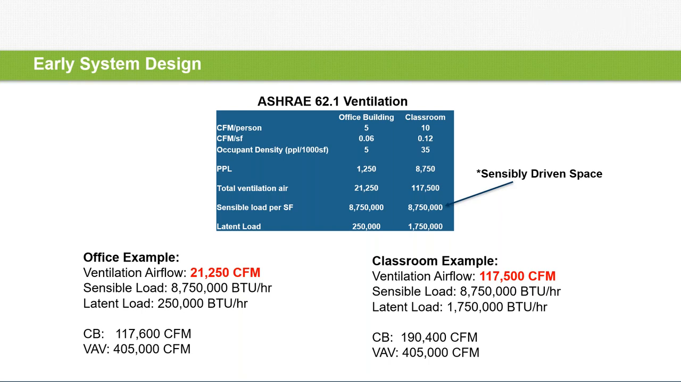To keep going with that comparison, on the office example, with these given parameters, the ventilation, the sensible load, and latent load, I was able to meet all of those with 117,000 CFM on the chill beam system. Compare that to the VAV system, where you would still need about 405,000 CFM. So close to four times as much, a little like 3.5 times as much airflow. And then on the classroom example, the VAV is about double the chill beam system. So you're still saving about 50% of the airflow. So good potential for energy reduction there.